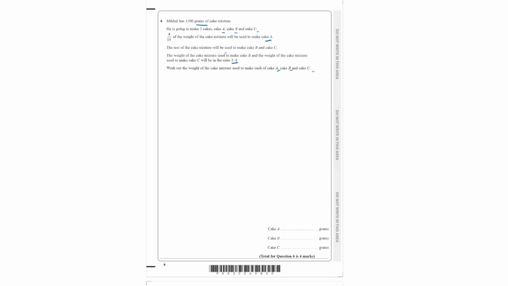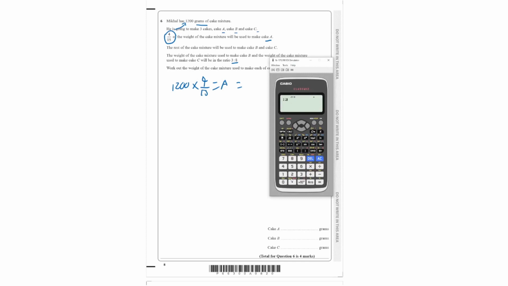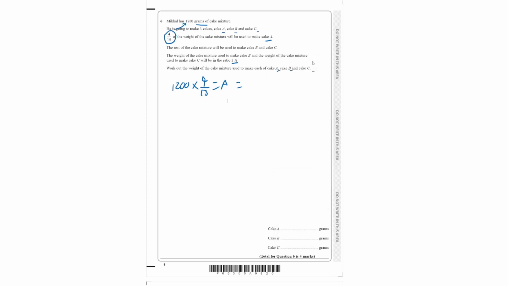So actually, for A, it's already given that 4/15ths of the total weight is given. So 1,200 times 4 over 15 gives us cake A. We can actually find this out using our calculator. 1,200 times 4 over 15 gives us 320 grams.